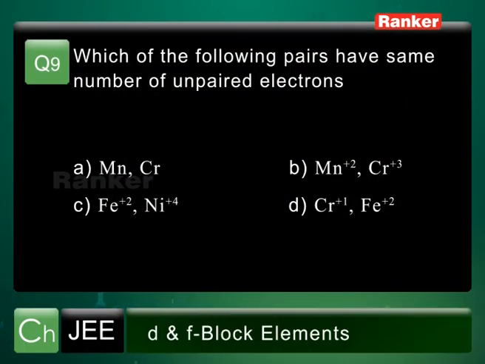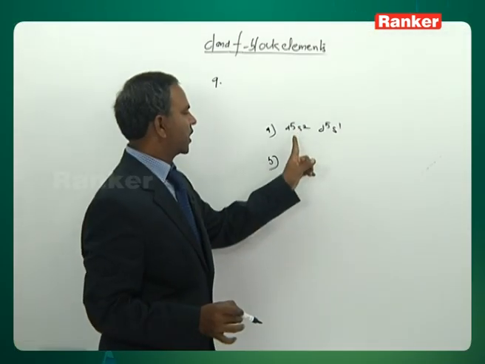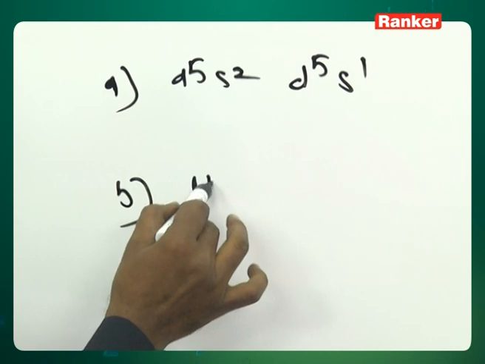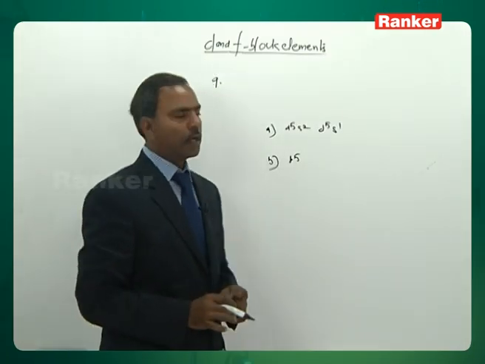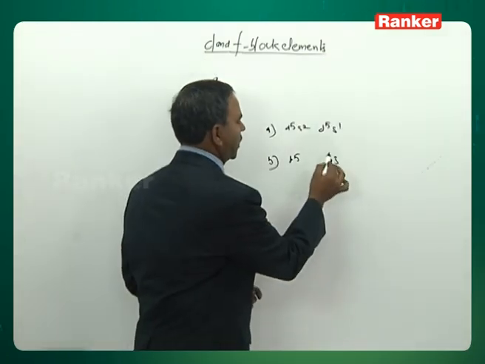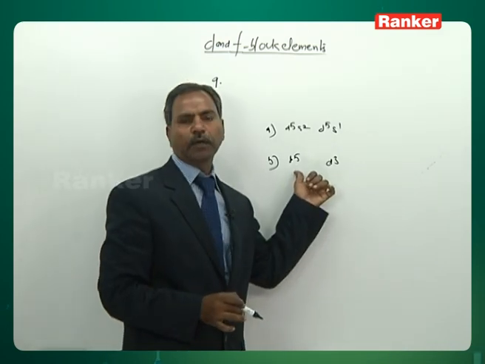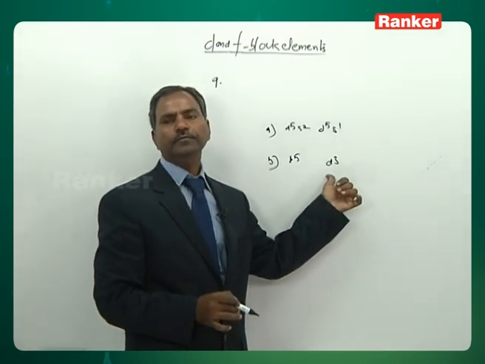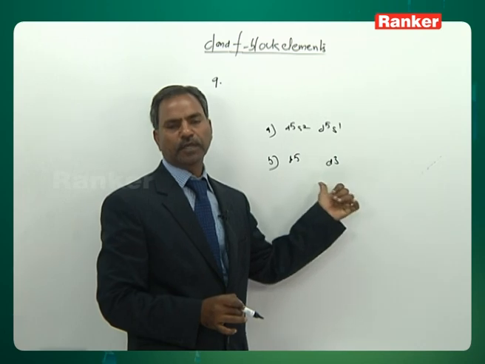Coming to option B, Mn plus 2. Mn plus 2 means again a d5 configuration. Chromium plus 3 means d3 remaining. See, 5 unpaired electrons and 3 unpaired electrons. So, it is not our answer.